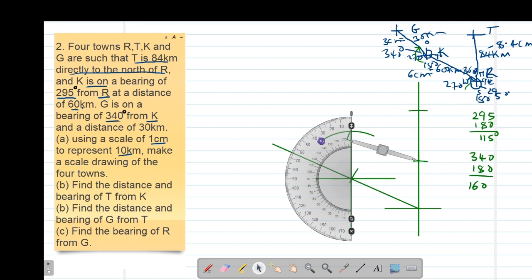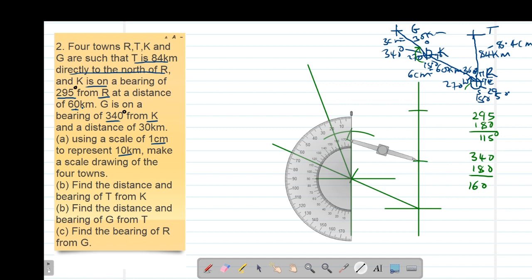Therefore, I'm simply going to, yeah, actually the protractor is okay. So I need 160 degrees from the 180 line. So for this case, I'm going to use 160. I'm going to use the inner scale. So 160 degrees, 150. This is 160. 160 is somewhere here.